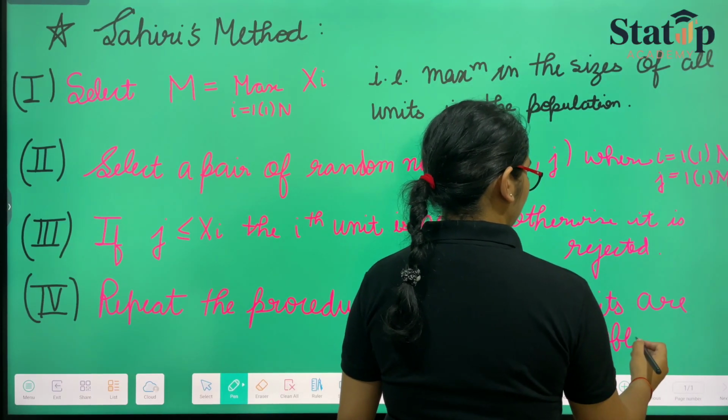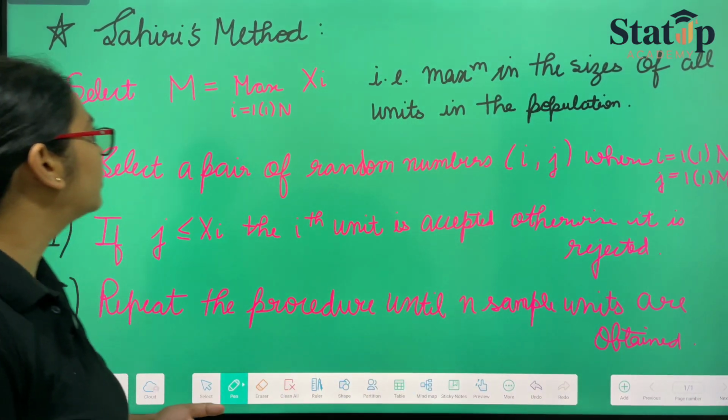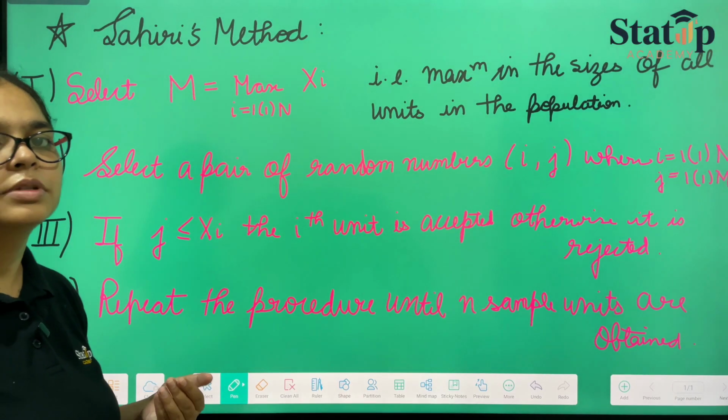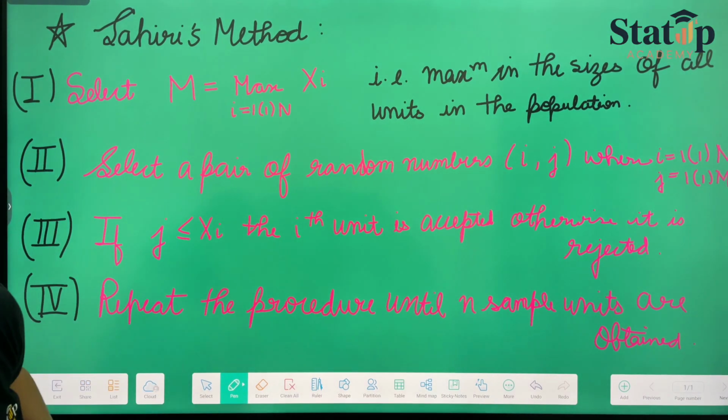So the first step is we select a number M which is the maximum of all the sizes given in the population. Then we select a pair of random numbers i, j where i goes from 1 to capital N, which is the population size, and j goes from 1 to capital M, which is the M that we calculated in the first step. Then the third step is if j is less than or equal to xi, then the ith unit is accepted, otherwise the ith unit which we have selected is rejected. Then we repeat the procedure up to n times so that we can get the small n sample size.